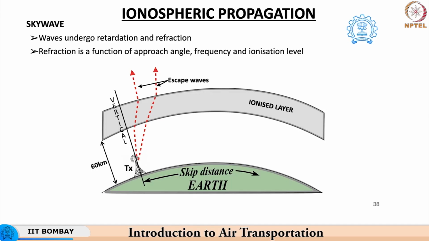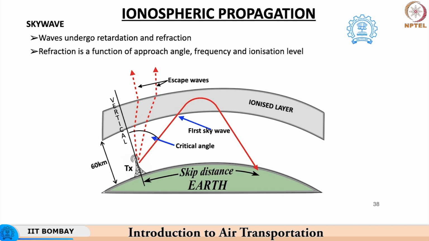As the overall approach angle towards the ionization layer increases, the refraction goes on increasing. Some of these waves are able to escape from the ionization layer, and these are called escape waves. However, as the angle goes on increasing, the waves undergo more and more refraction, and ultimately at a particular point the waves get reflected back to the ground, and this wave is called the first sky wave, and the distance associated with this location is called the skip distance.